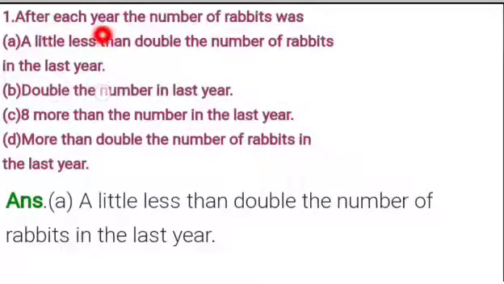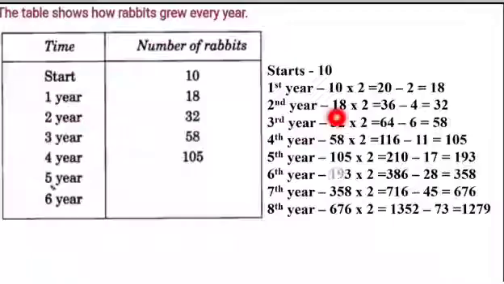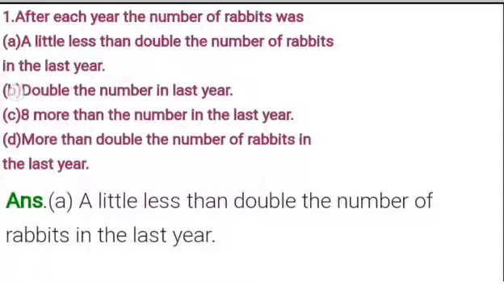We have to select from options A, B, C, D which one is the correct one. After each year, the number of rabbits was a little less than double the number, 8 more than the number in the last year, or more than double the number of rabbits in the last year. We had seen in our calculation that it was a little less than the double. So which option is correct? We can see option A is correct. So that option is written here in your answer. Now let us go for question number 2.